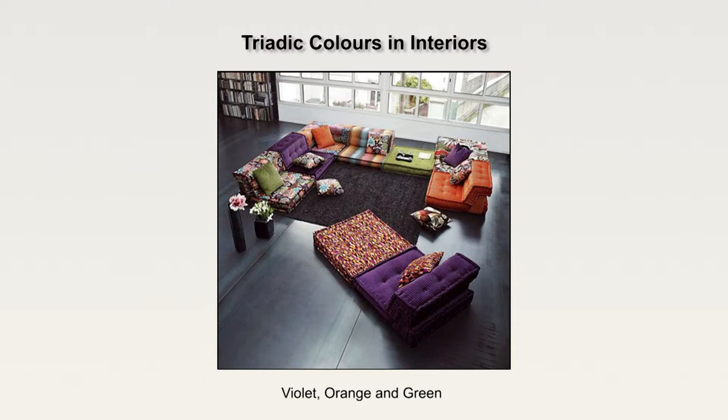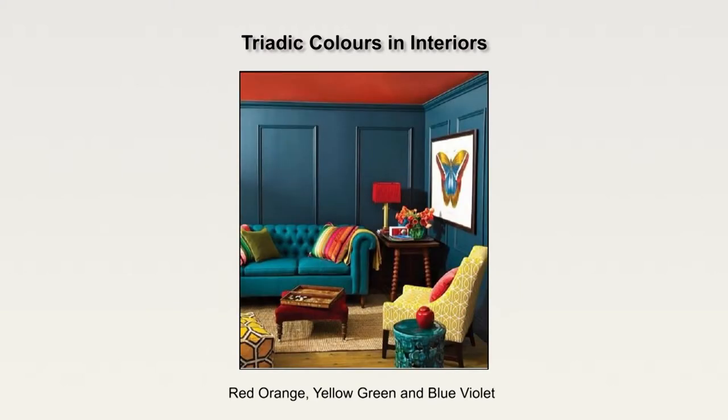Violet, orange and green, also called the secondary colors, have been used in this image. Since they lie equidistant from one another on the color wheel, they can also be called a triad combination. Red, orange, yellow, green, blue, and violet are the basic colors used here.